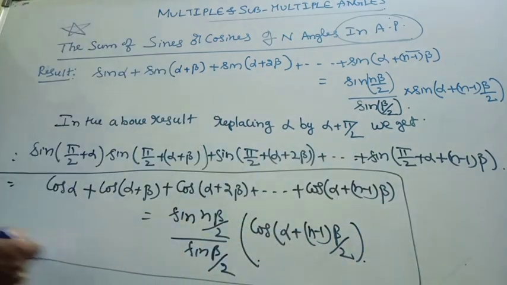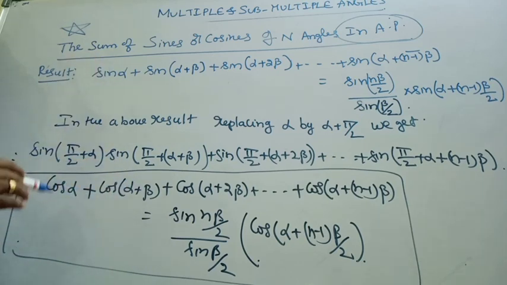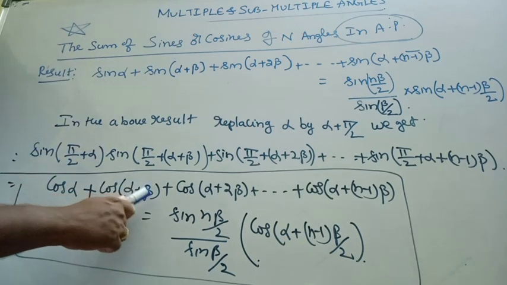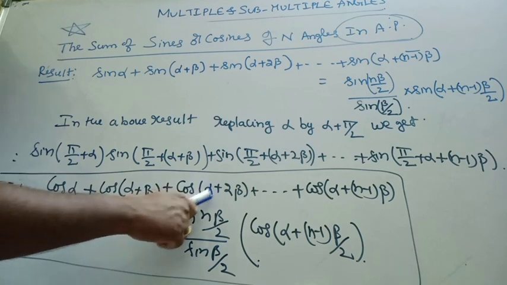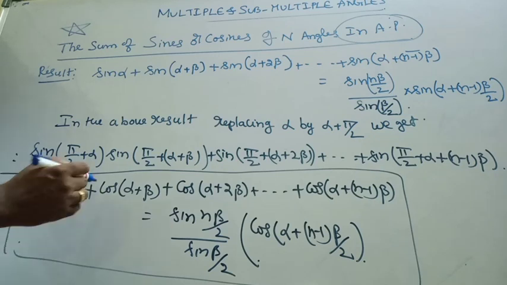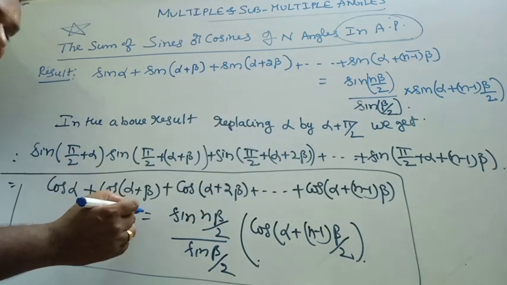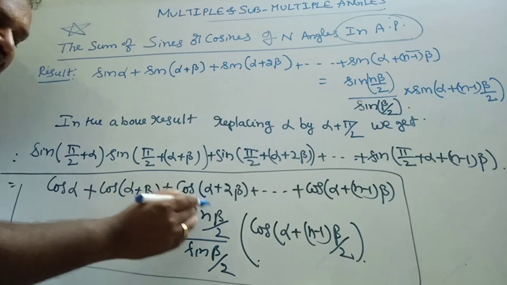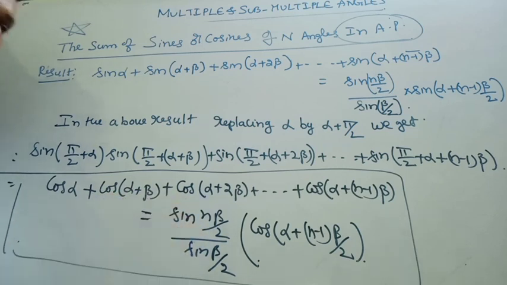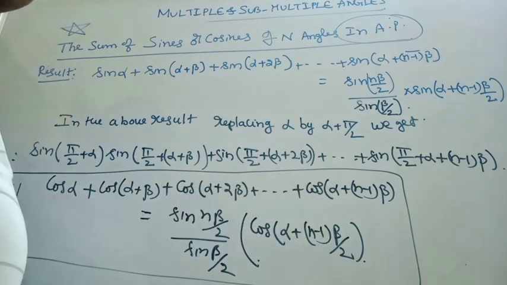Before we got it in terms of sine, now we have got a result in terms of cos: cos alpha plus cos alpha plus beta plus cos alpha plus 2 beta up to cos alpha plus n minus 1 into beta. Once the angles are in arithmetic progression, in cosines the result is equal to sin n beta by 2 by sin beta by 2 into cos of alpha plus n minus 1 into beta by 2.